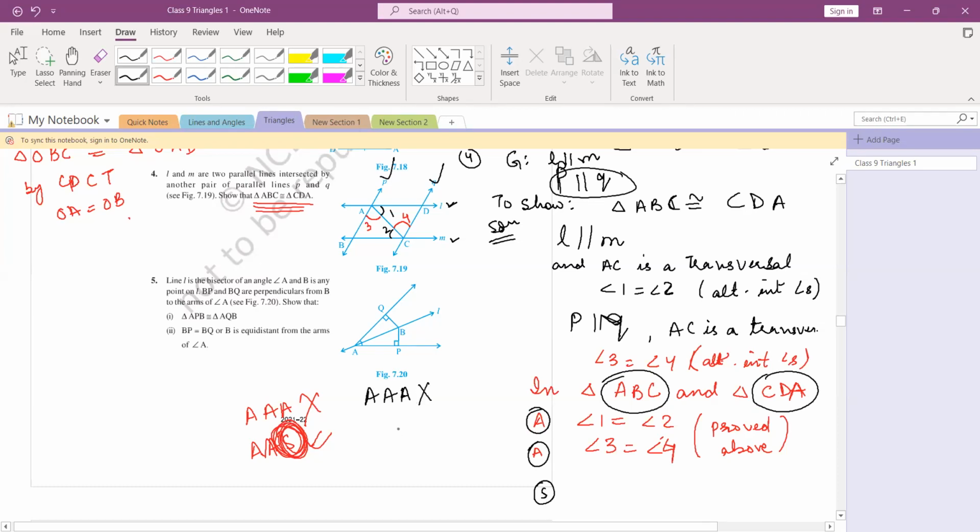So I need one side, because A alone is not a criteria. So I do not need one more angle here, but AAS is one criteria, right? So I need one side here. Which information can I use here? Tell me. Please look at the figure very carefully. One side is common here. Which is the common side? Miraj, which is the common side?